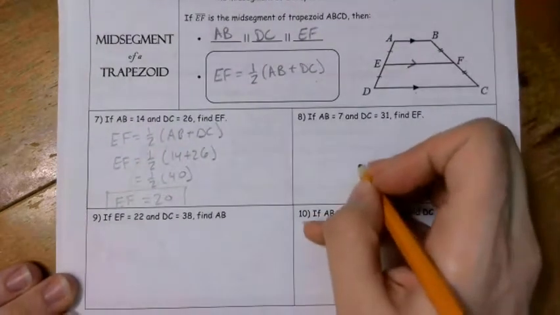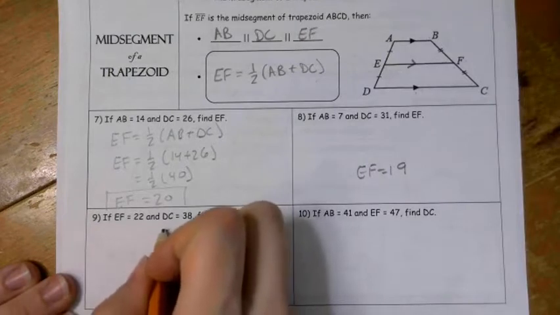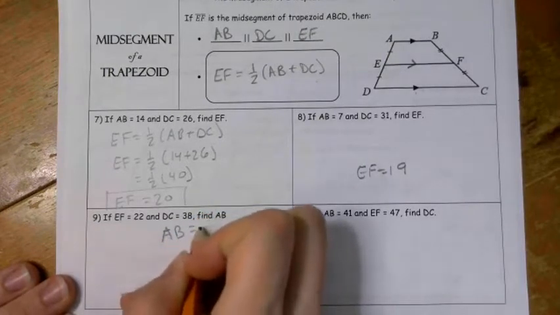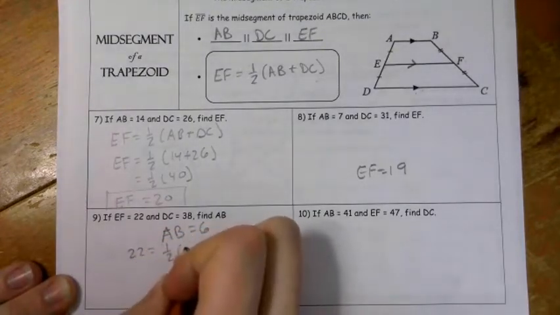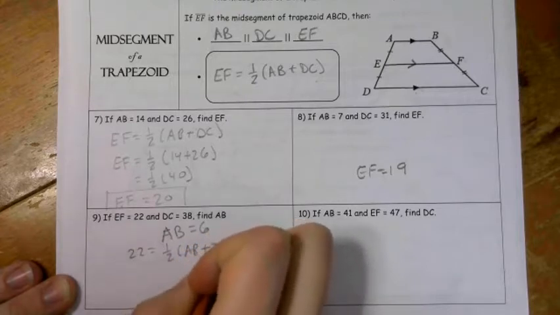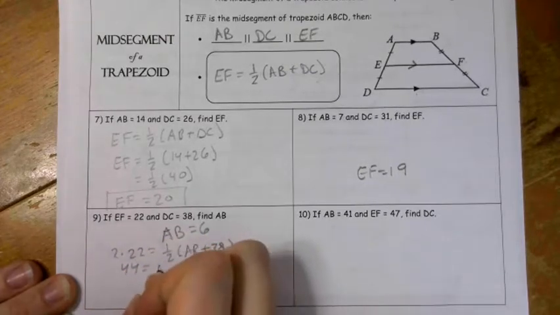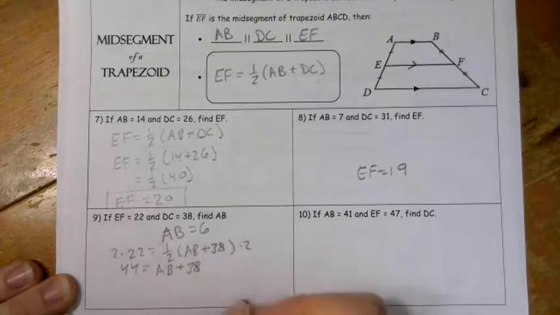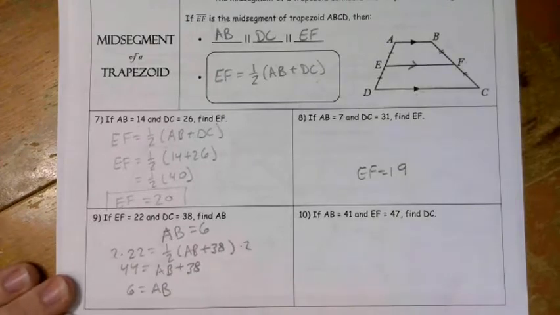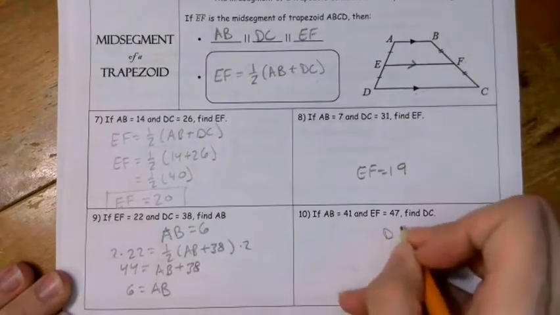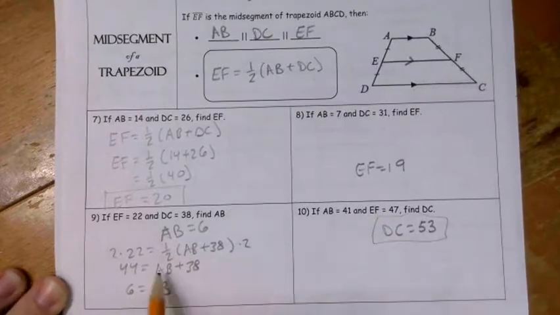All right, for 8, you should have gotten EF is equal to 19. For number 9, you should have gotten AB is equal to 6, because you have 22 is equal to 1/2 AB plus 38. So I'm going to multiply 2 on both sides. So we get 44 is equal to AB plus 38. Subtract 38, so we have 6 is equal to AB. And then for our last one here, you should have gotten DC is equal to 53. It's the same sort of process as with this one.